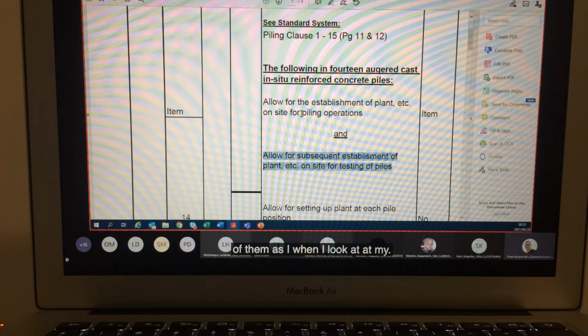When I look at my standard system, it tells me that on page 20, clause 4 says the setting up of the plant at each pile, other than sheet pile, would be measured in number, but clause 3 says that the subsequent establishment of plant, etc., for testing is measured in item, and I will therefore have to indicate that I only need to do the testing of 3 of those piles in this instance.